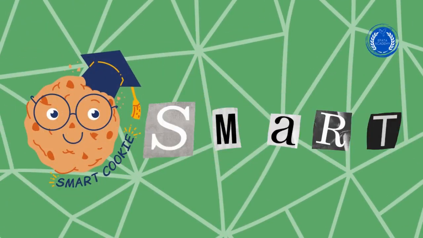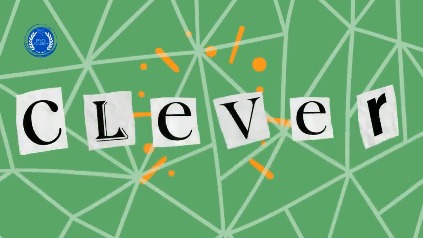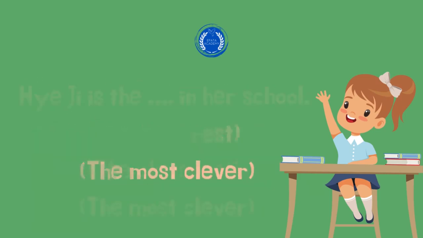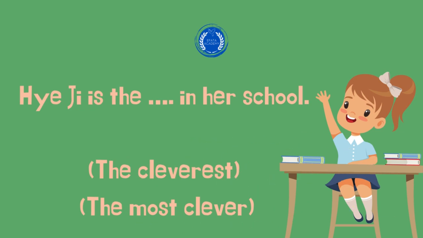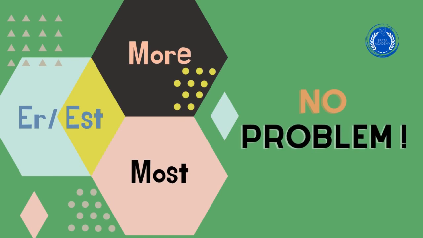Next word. Tell me the synonym of smart. Yes, it's clever. Now when I want to say Hyeji is the only one who is clever in her school, how do I say it? Now this. Yes, so after guessing all the answers of those questions, you now learn that both versions of those words are fine. You can use them with ER and EST or more and most. No problem. Move forward now.